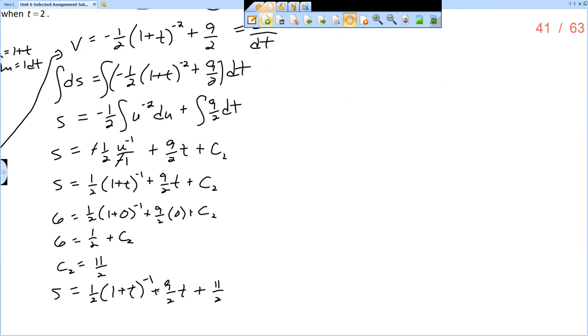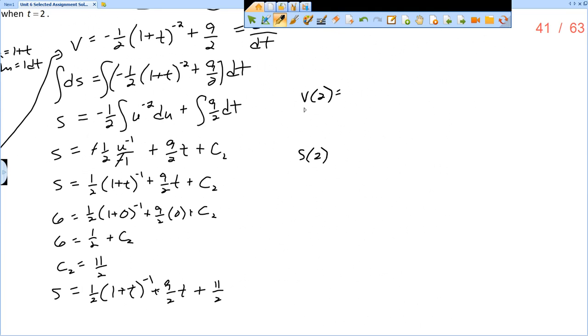So let's go over here. So now I want to find v of 2 and s of 2. All right, so v was this thing here. So negative 1/2 times (1 plus 2) to the negative second, plus 9 halves. We want to find that. And then s of 2 would be positive 1/2 times (1 plus 2) to the negative first, plus 9 halves times 2, plus 11 halves.